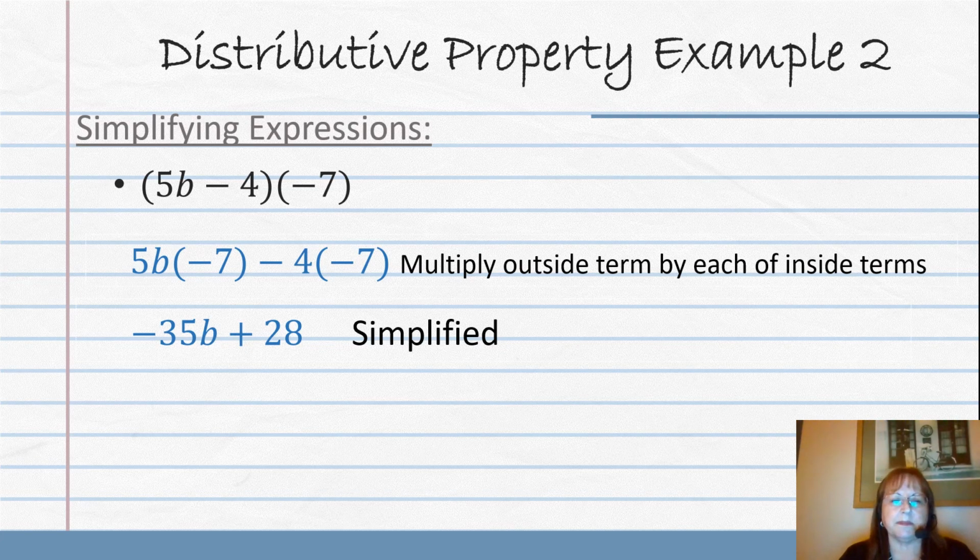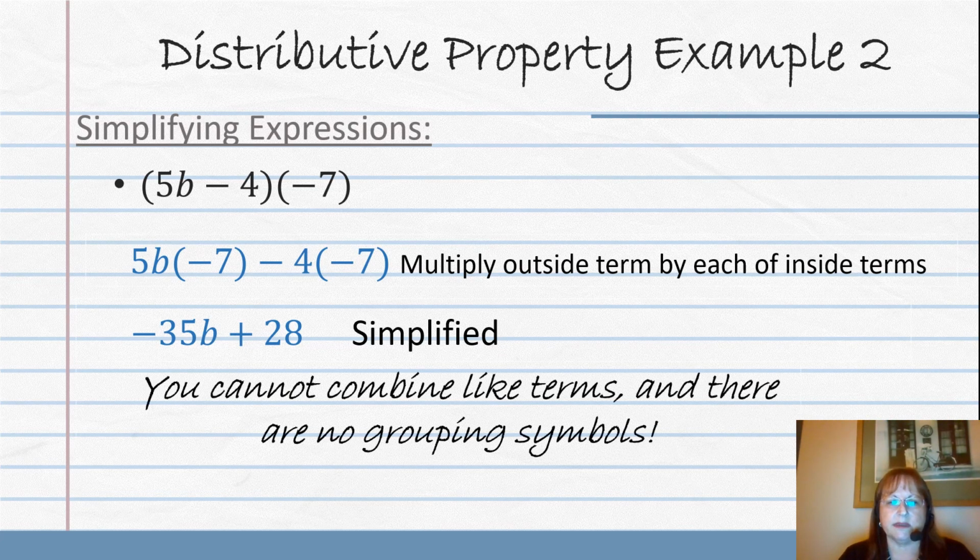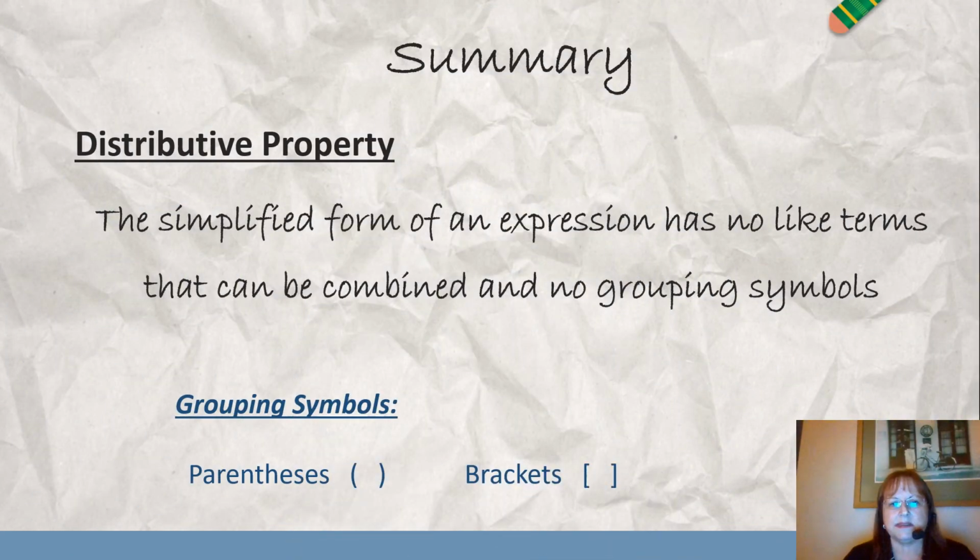So again, we have two terms. We have a negative 35b, or a variable term, and a constant term. Can't combine those. Those are different terms, and there are no grouping symbols. So in summary, the distributive property allows us to create the simplified form of an expression, which has no like terms that can be combined and no grouping symbols. Grouping symbols are considered parentheses and brackets, as you see at the bottom of this slide.